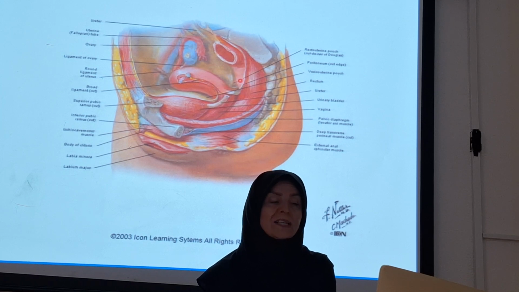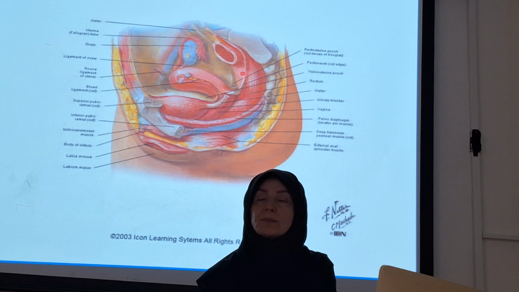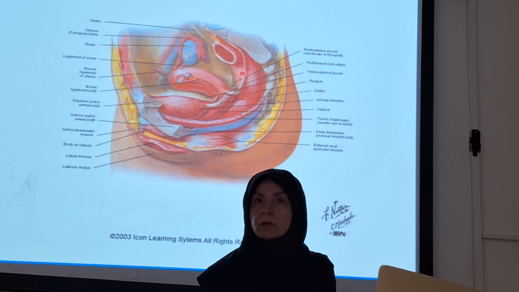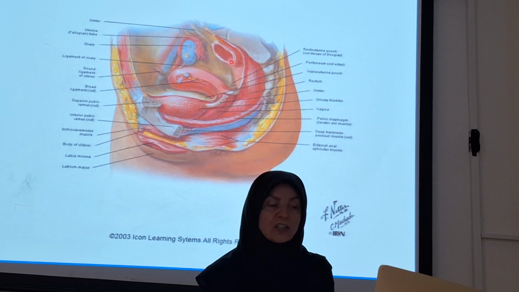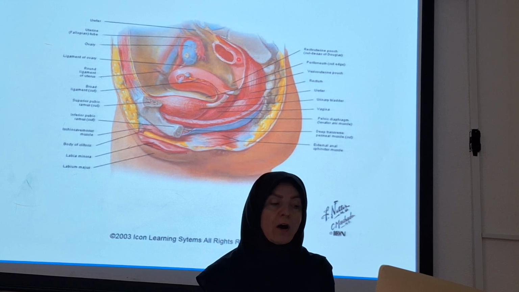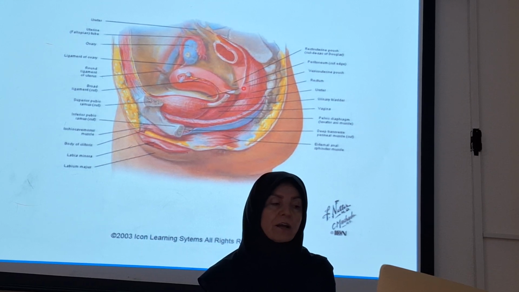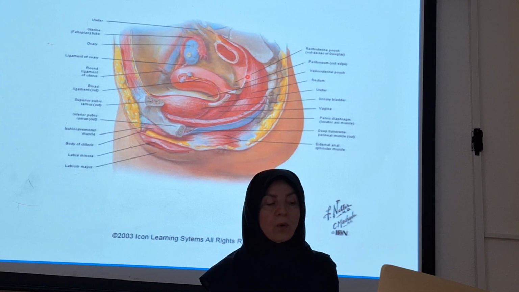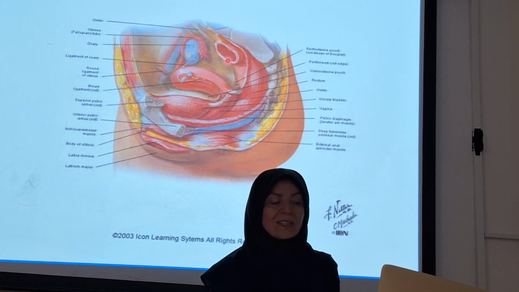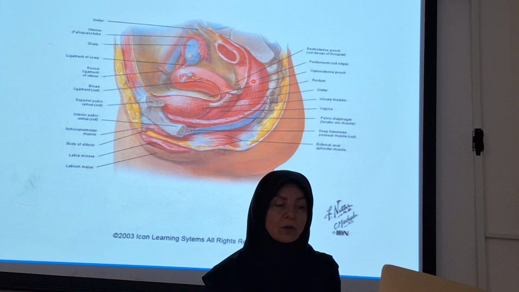Rectouterine pouch. What's the other name? Douglas pouch. Yes? You read about the Douglas pouch. The Douglas pouch is the reflection of the peritoneum. Another name for the Douglas pouch is the rectouterine pouch. It is the reflection of the peritoneum from the anterior surface of the rectum over the uterus, making a peritoneal pouch. What's the name of this pouch?